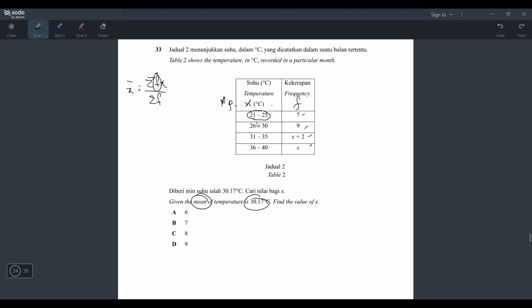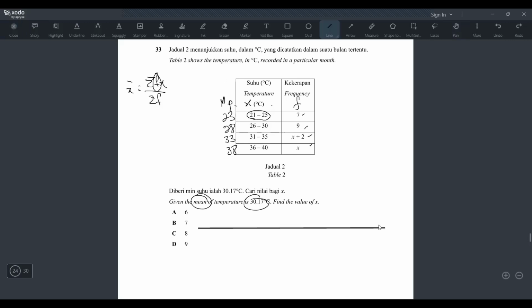Take 21 plus 25 divide 2, which is 23. And then 26 plus 30 divide 2, you press calculator, 28. And this one will be 33, this one 38. So remember, if you need one number to represent the class, you will always choose the midpoint. Okay, the mean is 30.17, so I can draw a long line. Let's draw nicely. So I can draw a long line equals to 30.17.